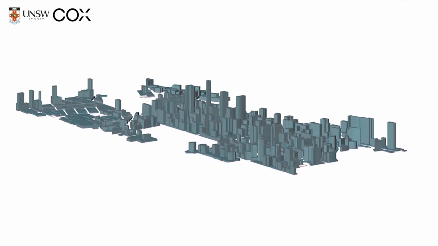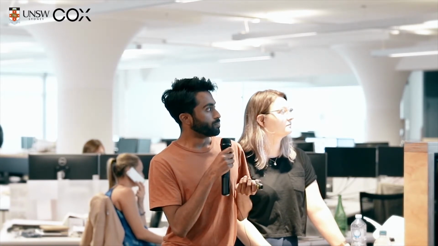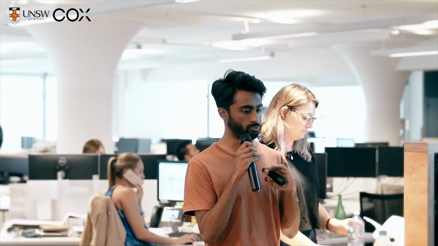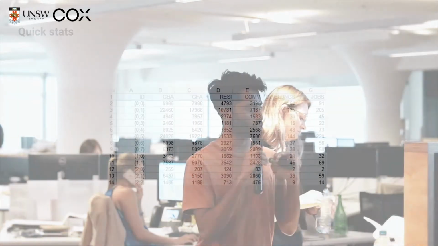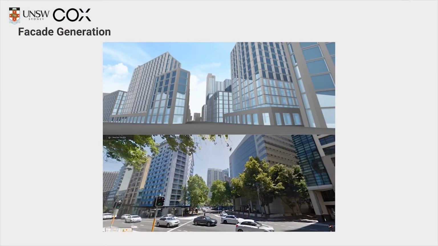The next step was to apply it to a larger area. So we did a larger portion of Sydney. Since we had the floor for each level, we were able to produce very basic statistics, so the GBA, GFA, and we associated a specific percentage for resi and com, and from that we got dwellings and jobs. Also, just for fun, we chucked in a facade generator, which just gives you a very basic facade. It's a bit ugly, but it gives you sort of an indication of what it would look like.